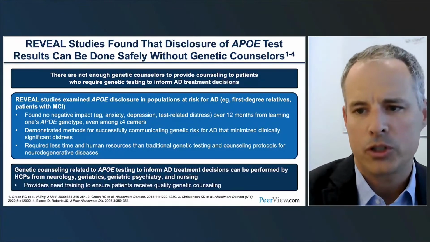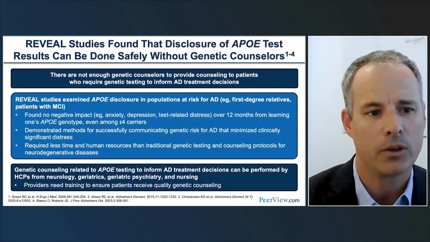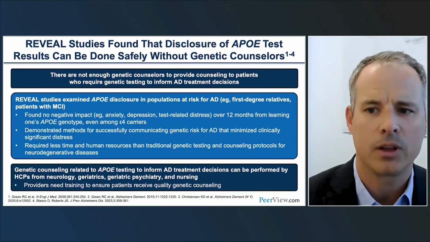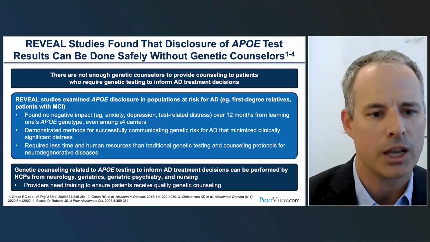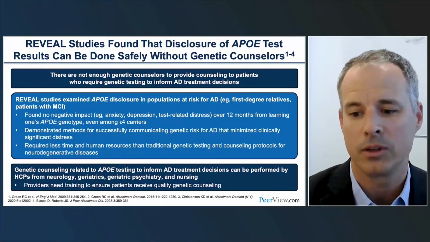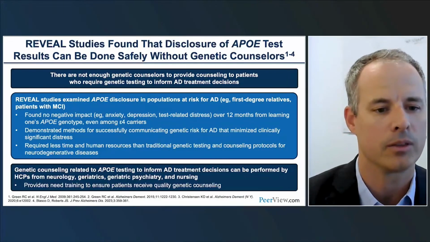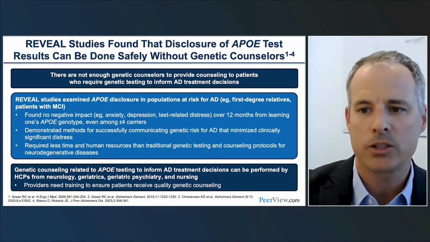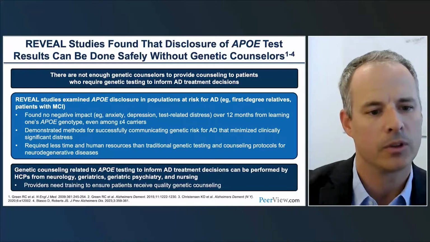So luckily there's been research done on the psychological impact of revealing ApoE4 test results, as I call the REVEAL studies. And this was done because the original 2011 guidelines suggested the use of genetic counseling whenever these test results are being revealed, and there's simply not enough genetic counselors available in the current world to make this happen in this context. So the REVEAL studies looked at people's reaction, first-degree relatives and patients, to having their ApoE genotype disclosed.